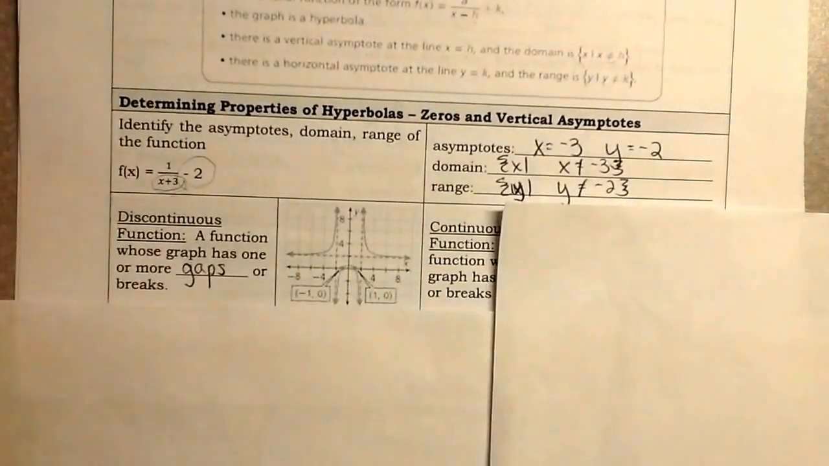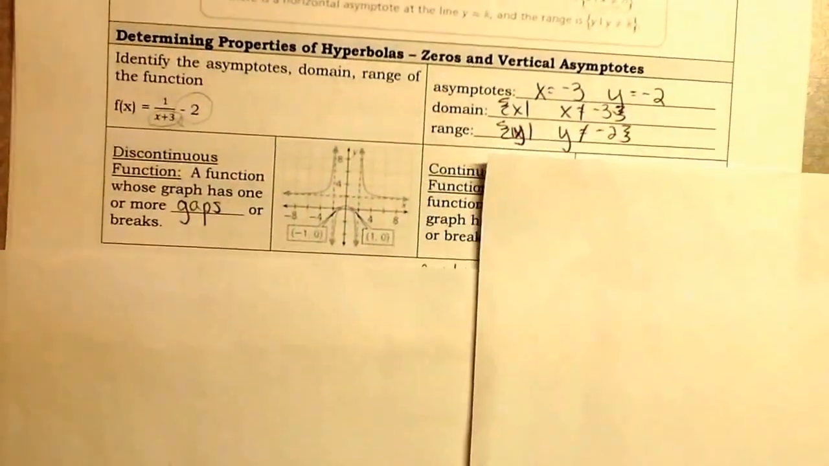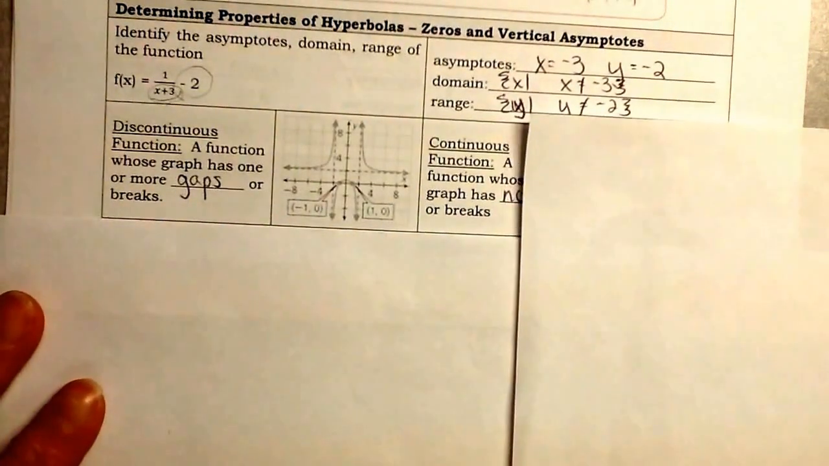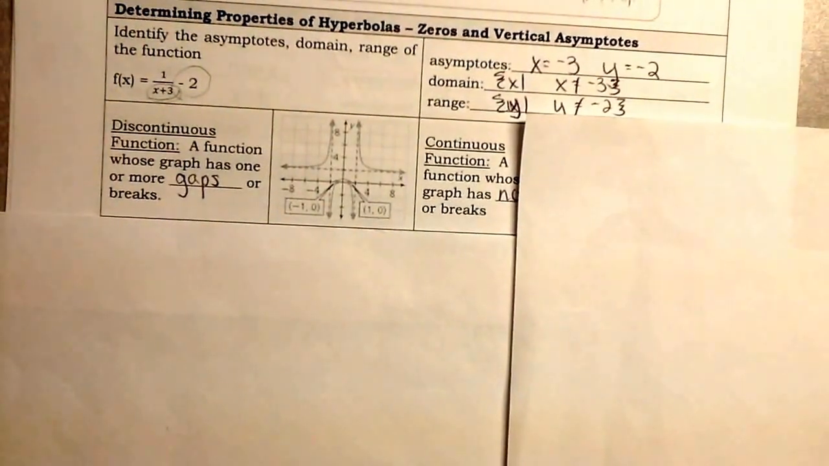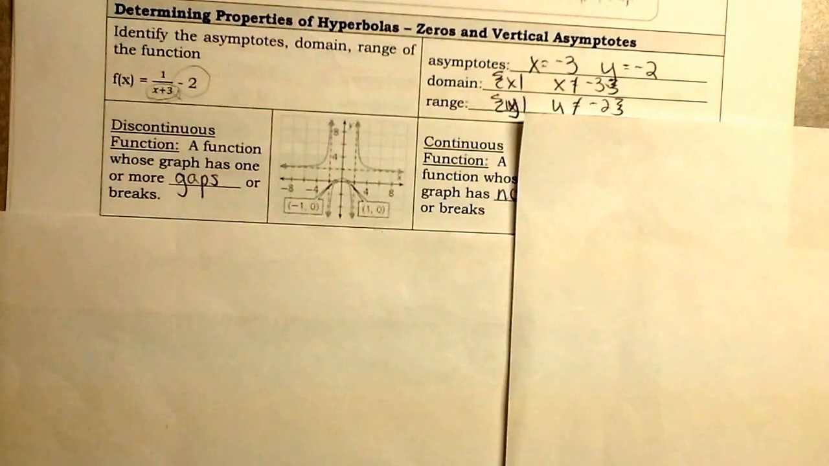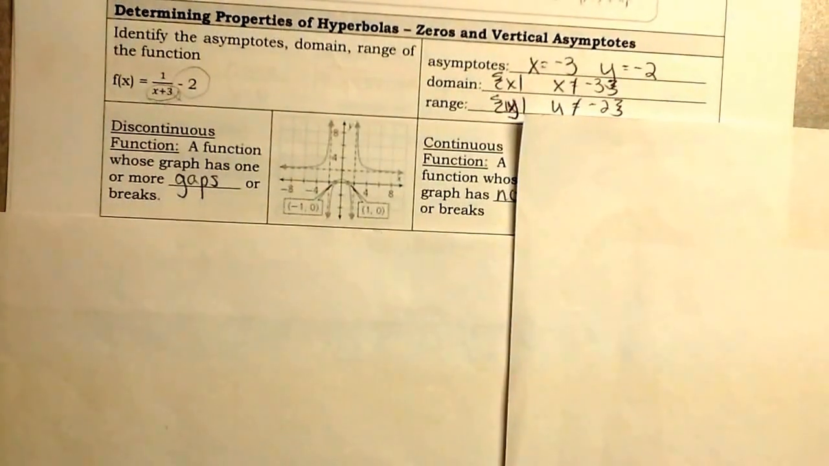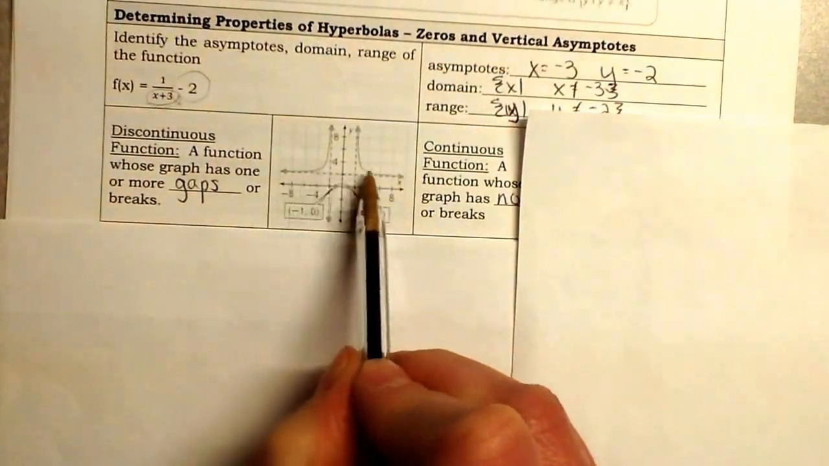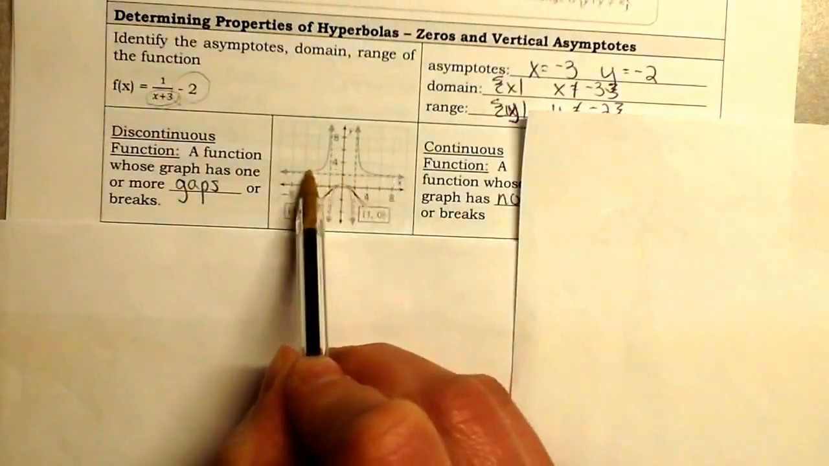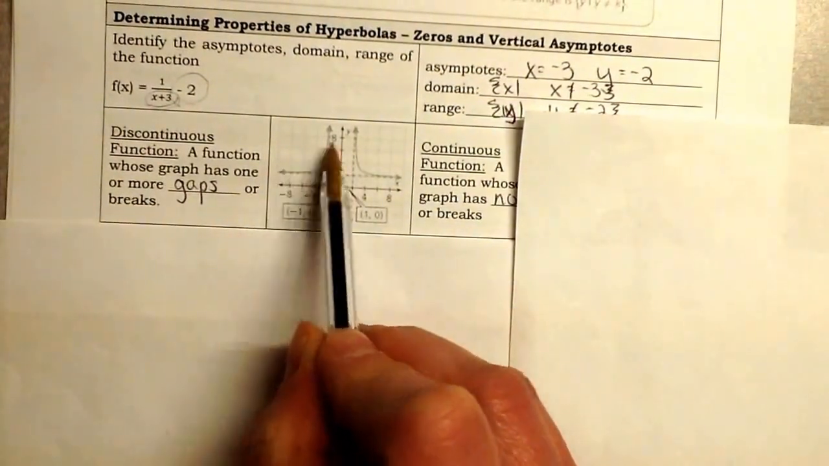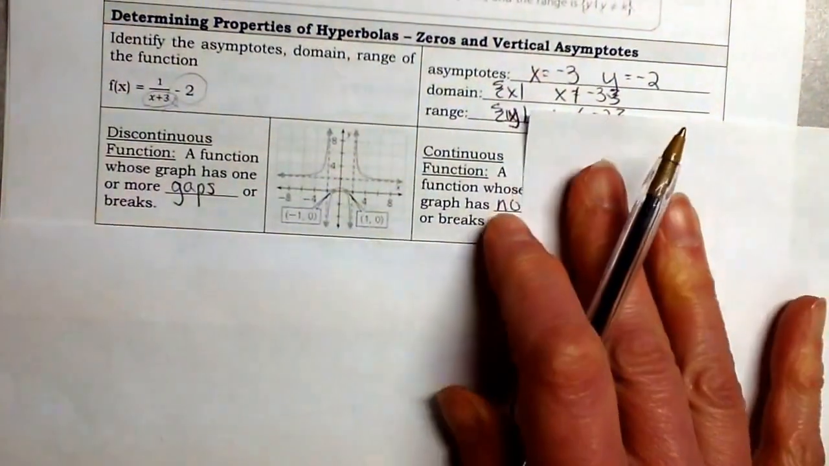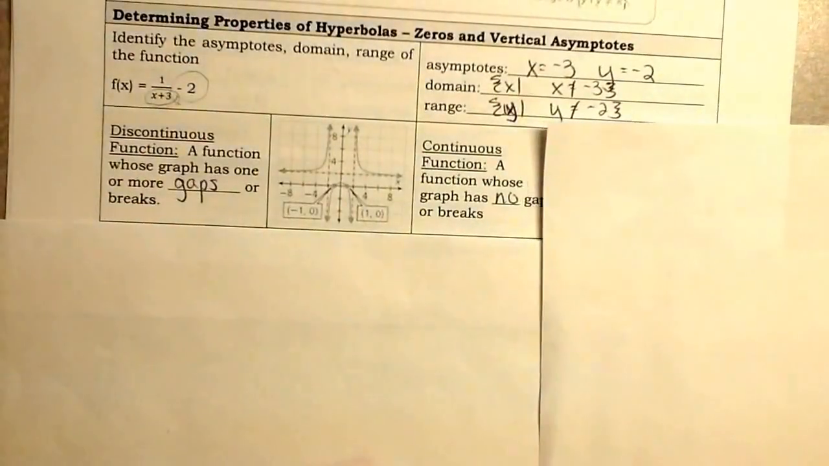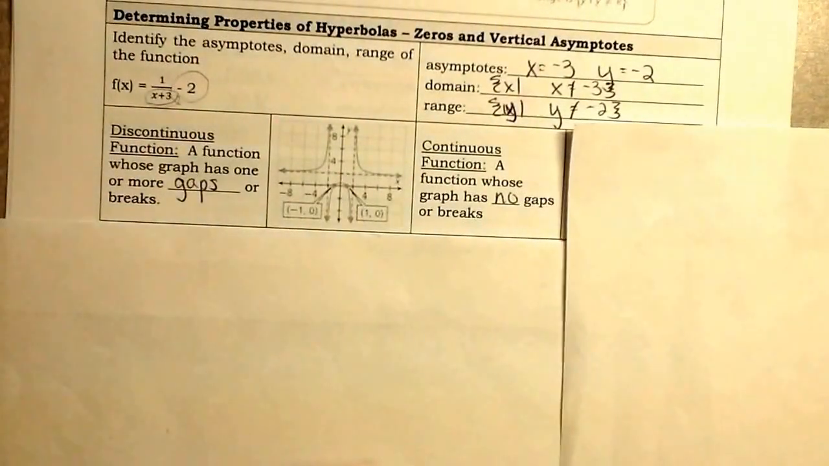All right, now before we go on, I want to talk about a discontinuous function and a continuous function. Discontinuous functions are functions whose graphs have one or more breaks or gaps. So this would be discontinuous because it's breaking right here. It's not connected, so they have disconnected parts to the graph. A continuous function is a function whose graph has no gaps or breaks.